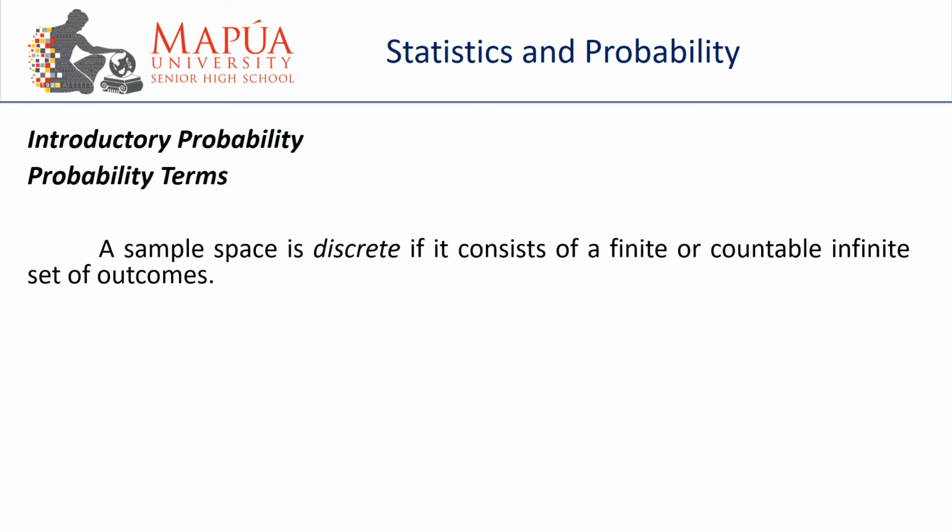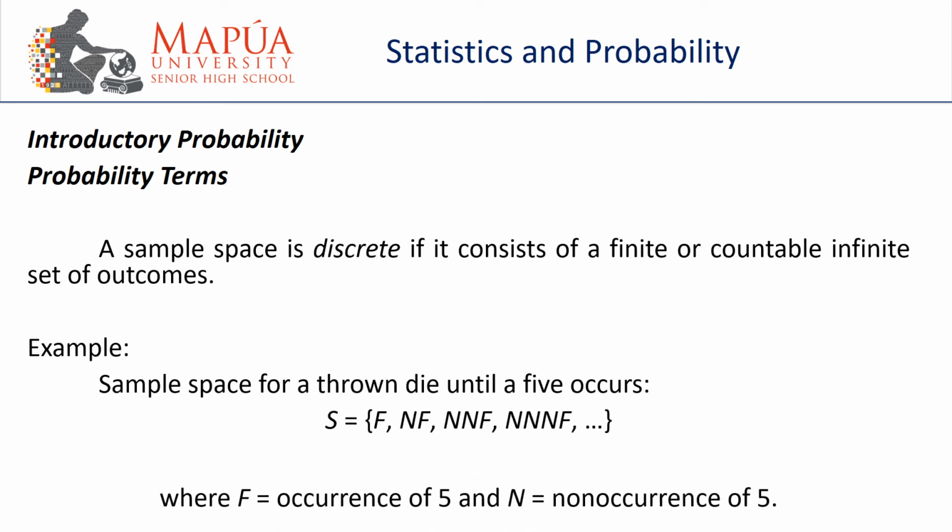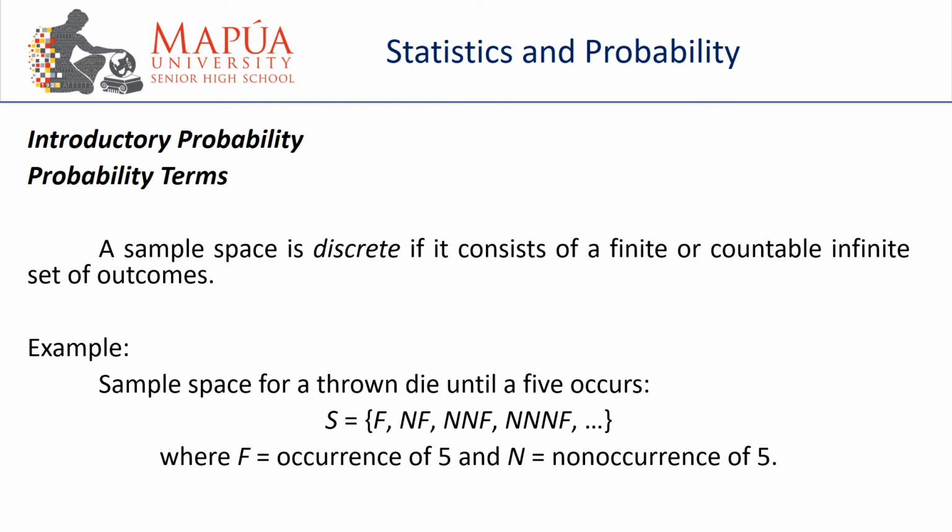A sample space is discrete if it consists of a finite or countably infinite set of outcomes. For example, the sample space for a thrown die until a 5 occurs would be F and F, N and F, N and F, and so on.